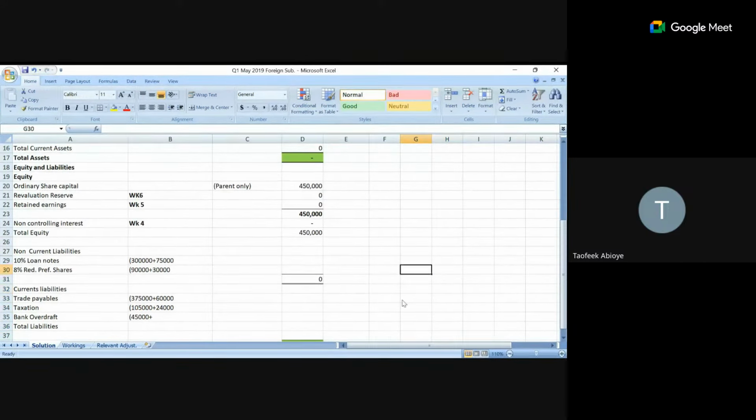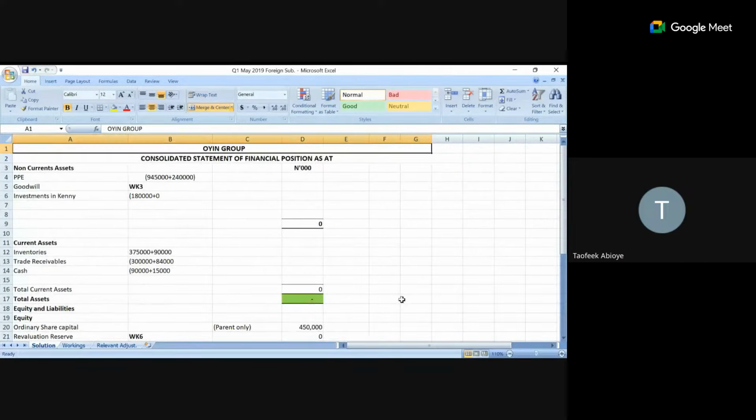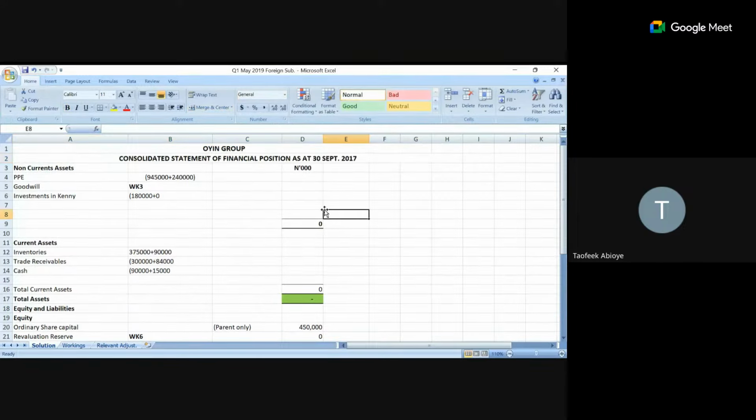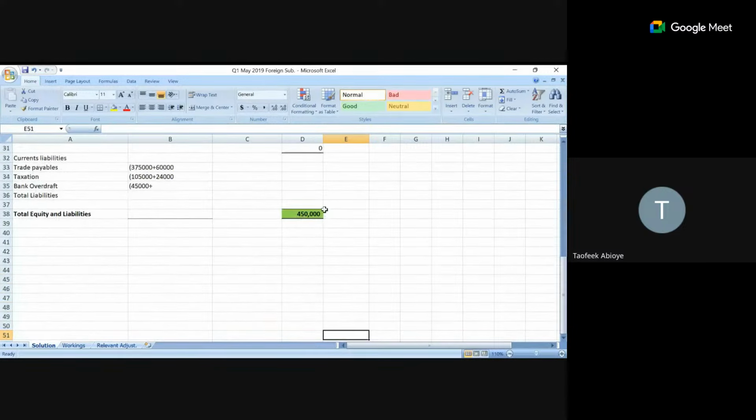Please don't let us forget our solution page. The parent company is OE PLC, right? Consolidated financial statement as at which date? As at 30th September 2017. That is the date of consolidation. So we are done with our balance sheet now. We have emptied our balance sheet.